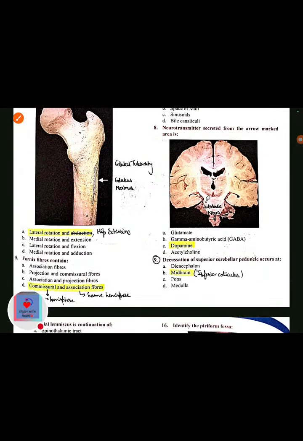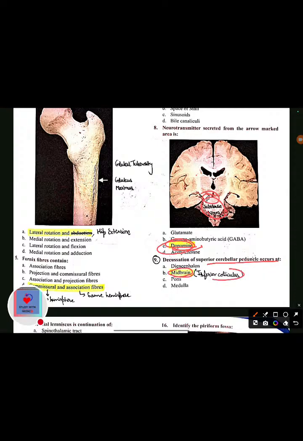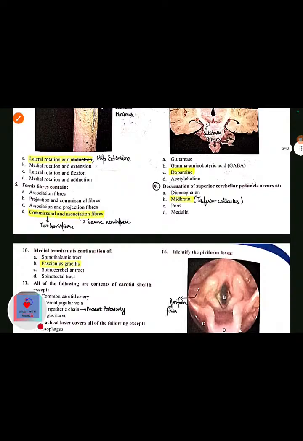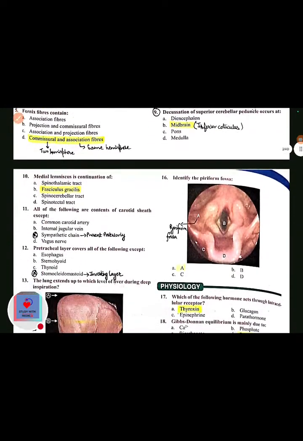Neurotransmitter secreted from the arrow marked area is dopamine, because this is the substantia nigra. Substantia nigra is a rich source of dopamine. Decussation of the superior cerebellar peduncle occurs at the midbrain, at the level of the inferior colliculus.